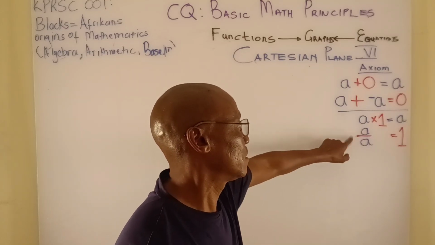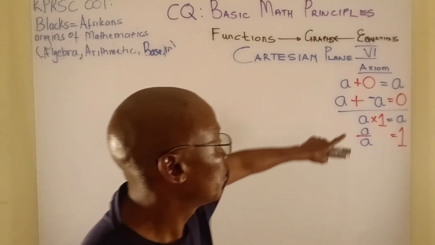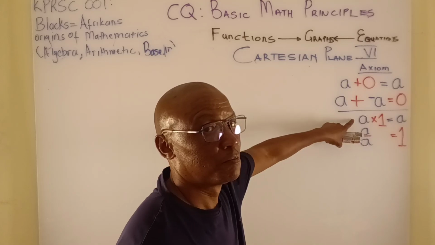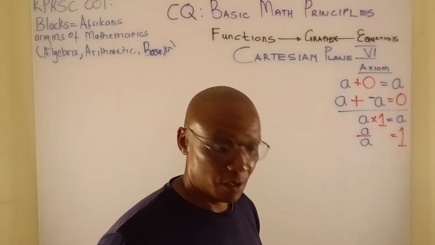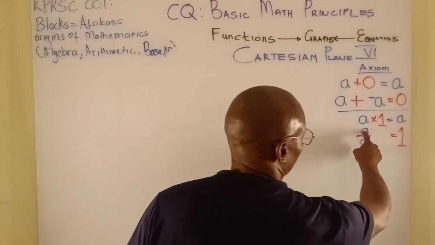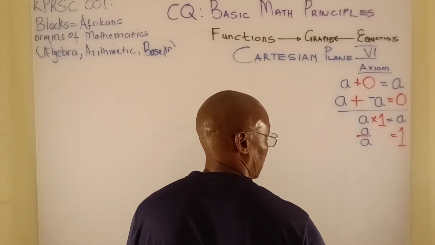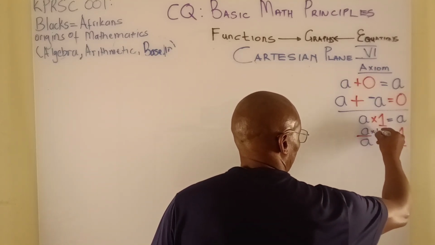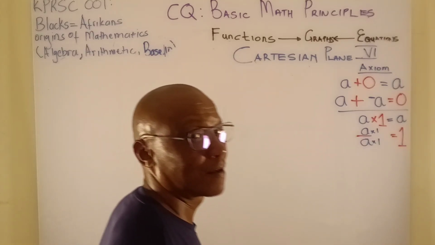I'd like to rewrite this in another way. Because of the first axiom, right? Maybe you'll appreciate the logic now of mathematics. Right? I can write A as A times 1. There, I've written it, including this one. Okay?